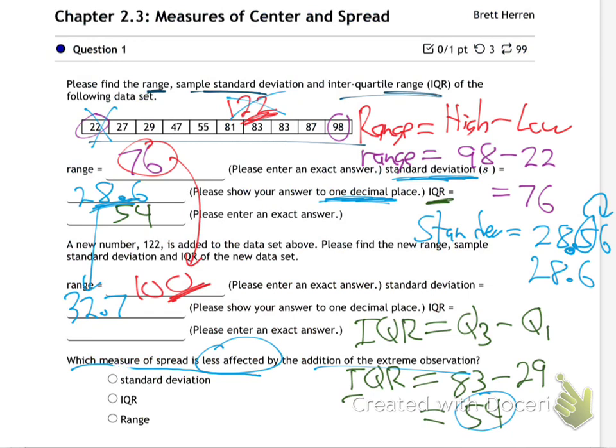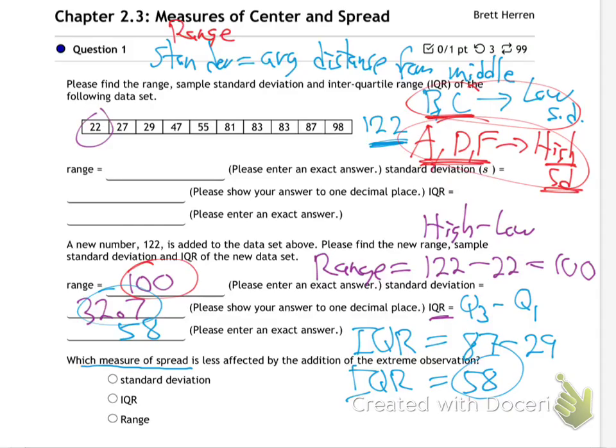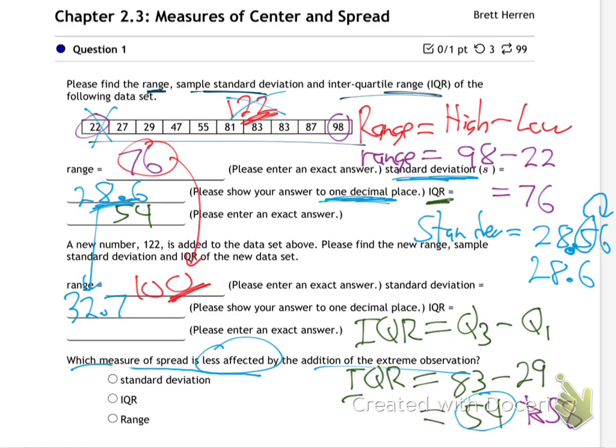That, I'm not going to push you that hard. That's a stinking picky question. Yeah, because IQR changed 54 to 58. Right? Isn't that the new one? I already forgot. Yeah, 58. That's the new IQR. And standard deviation changed from 28.6 to 32.7, which is 4.1. See how picky they are? I'm not going to push it that hard in the test. So which one changed less? IQR went from, if you can see it down here, 54 to 58, which is going up by 4 exactly. And standard deviation went up by 4.1. So technically, IQR changed the least.